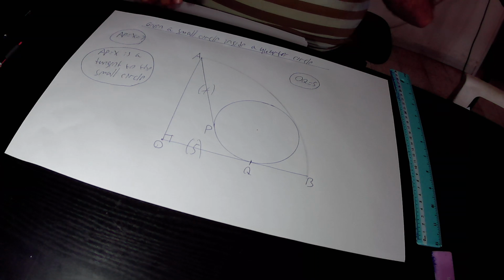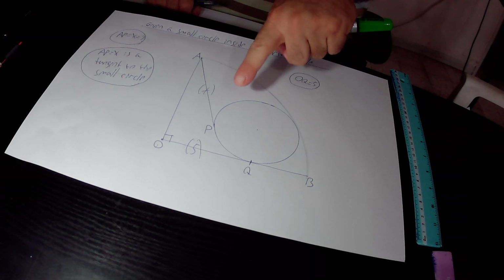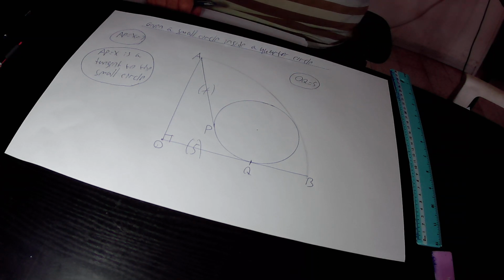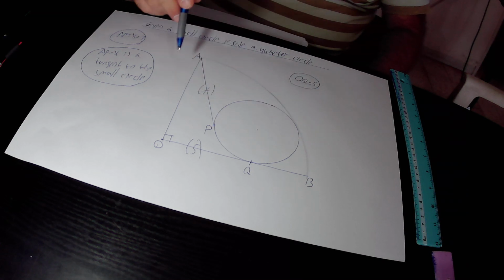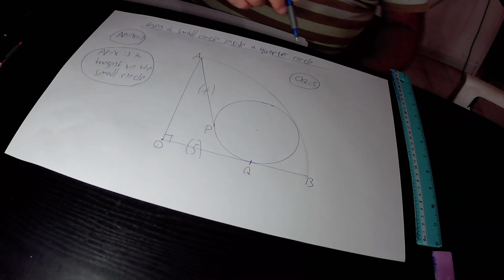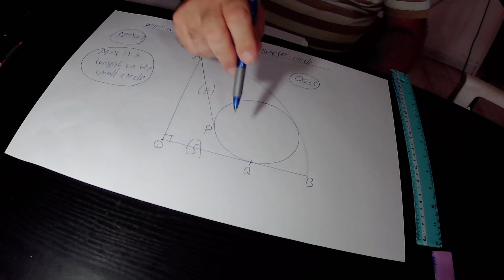Our mission in the second question is to find the length of this tangent AP, which equals x. We have to find the value of x. In the drawing, we have quarter circle AOB. Inside this quarter circle AOB, we have this small circle.